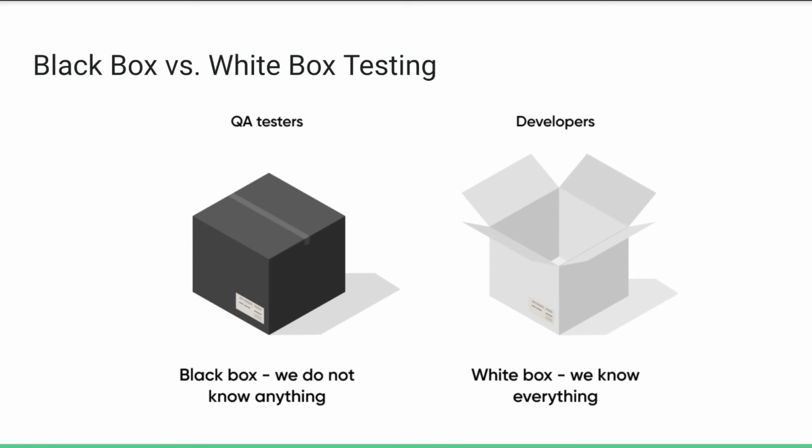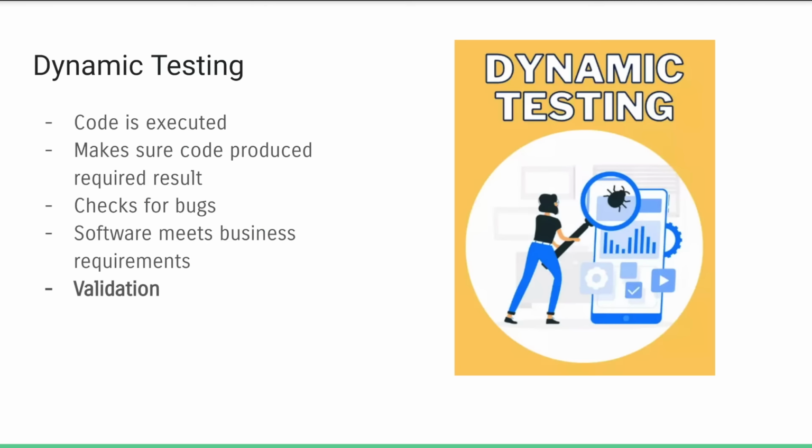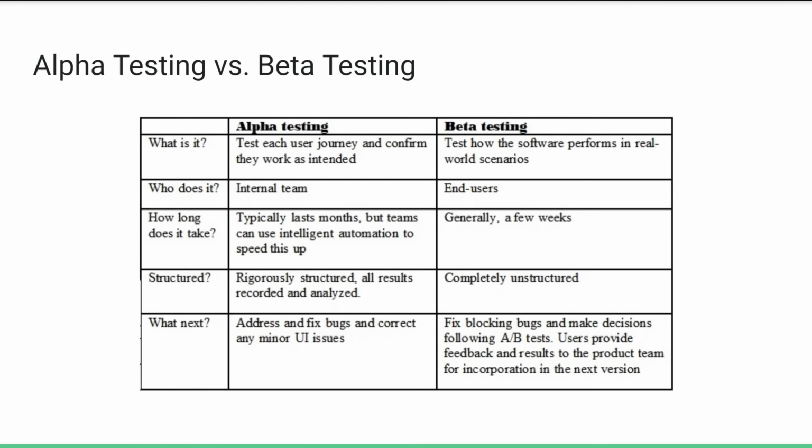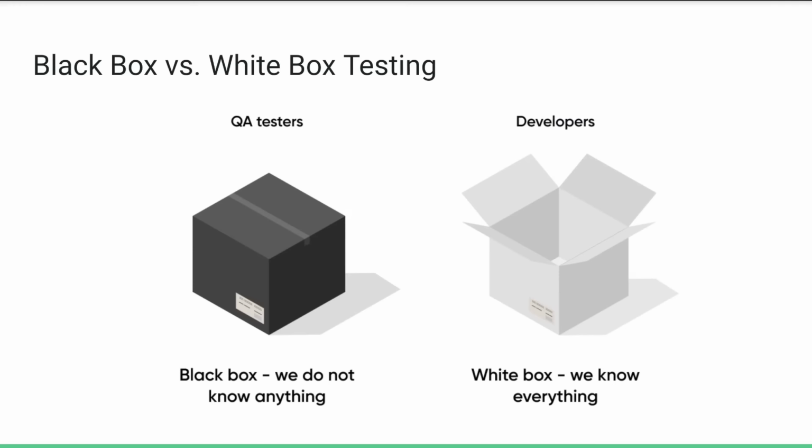Yet another type of testing is black box and white box testing. Again, we've had some different themes in terms of testing, right? With static and dynamic testing, we're really focusing on whether the software meets business requirements. With alpha and beta testing, we are focusing on the user reaction to the software. With black box and white box testing, this is more similar to, and more focused on, dynamic testing.